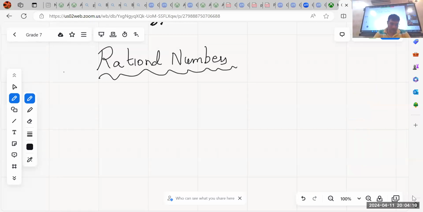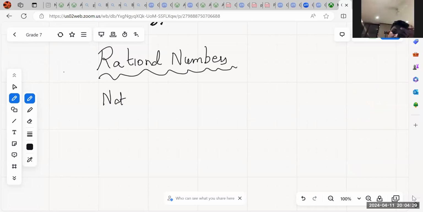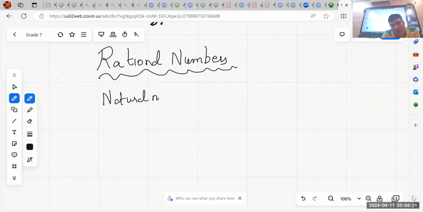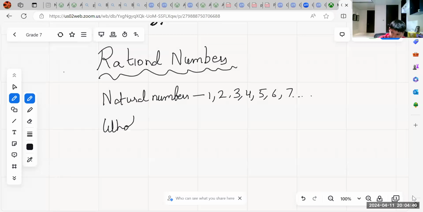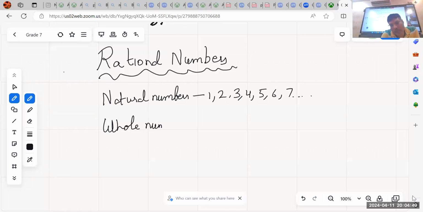Natural numbers start from where? 1. Natural numbers start from 1, and they are always whole only: 1, 2, 3, 4, 5, 6, 7. They cannot be in fractions. What about whole numbers? They start from 0.